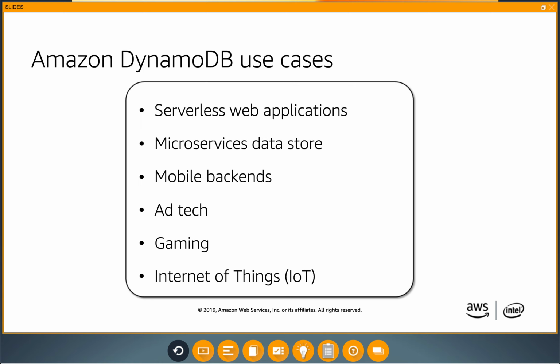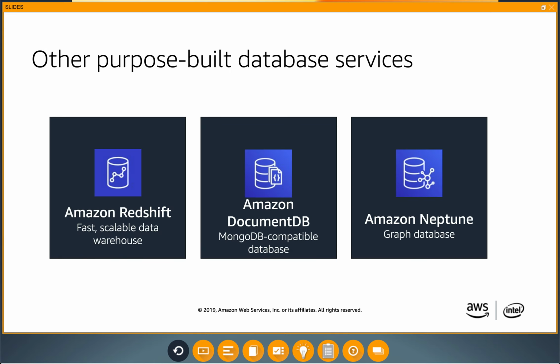So what's a use case for DynamoDB today? DynamoDB is used in many places today, such as serverless web applications, microservices, mobile backends, ad technology, gaming, and IoT, or Internet of Things. In addition to what we discussed, AWS has services for data warehousing, such as Amazon Redshift, graph data, such as Amazon Neptune, and for MongoDB compliant workloads, Amazon DocumentDB.